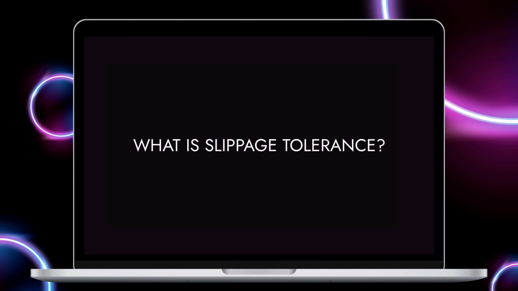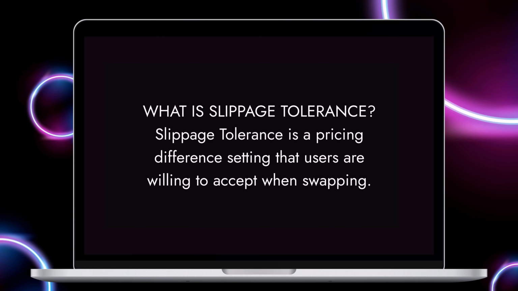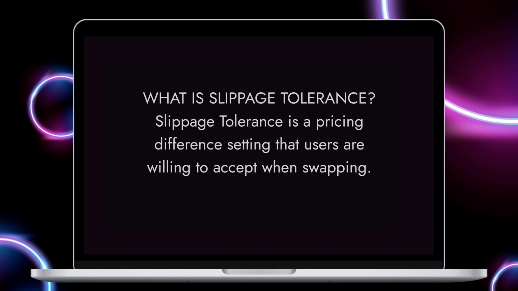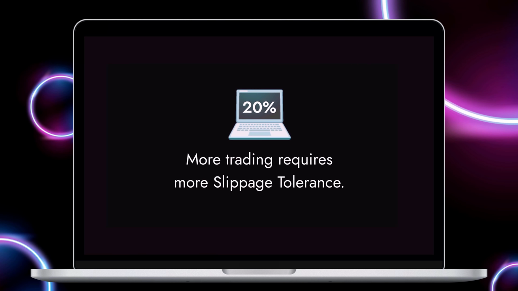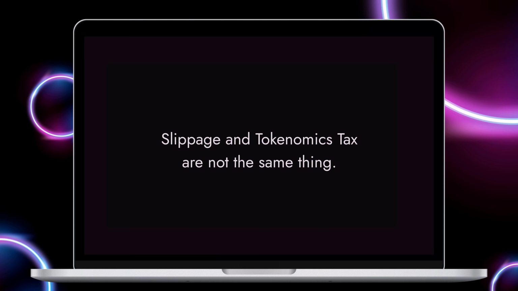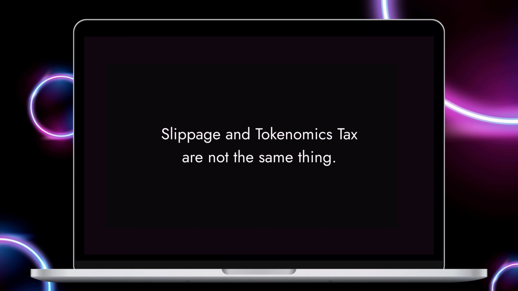What is slippage tolerance? Slippage tolerance is a pricing difference setting that users are willing to accept when swapping. Adjust your slippage tolerance for taxes and market conditions. More trading requires more slippage tolerance. Slippage and tokenomics tax are not the same thing.